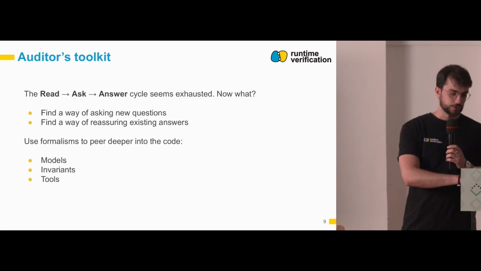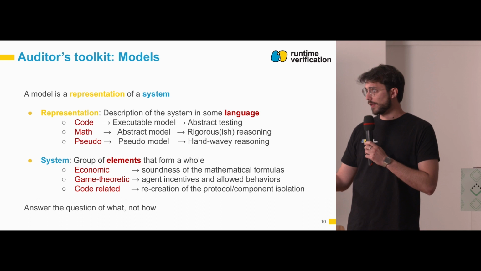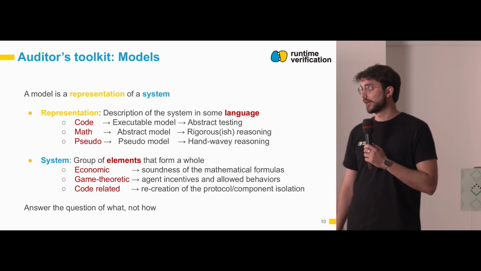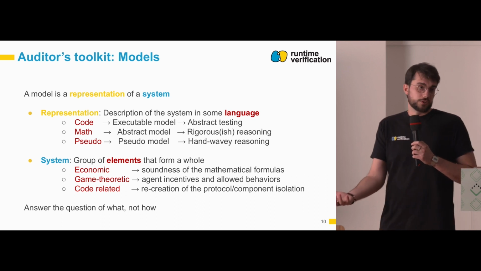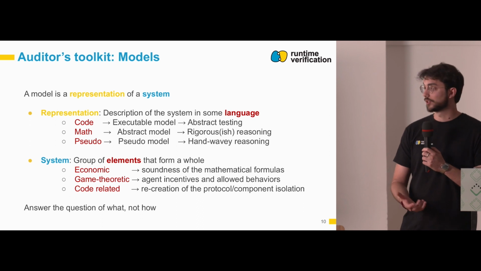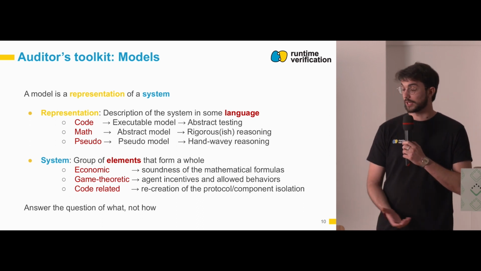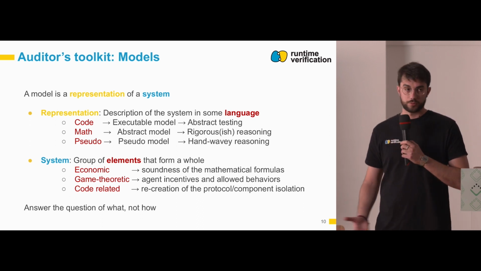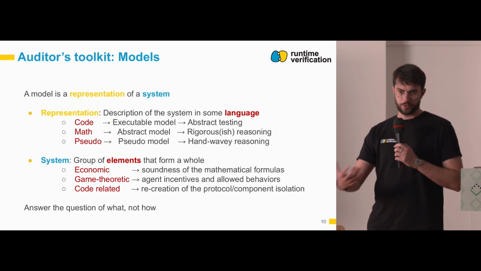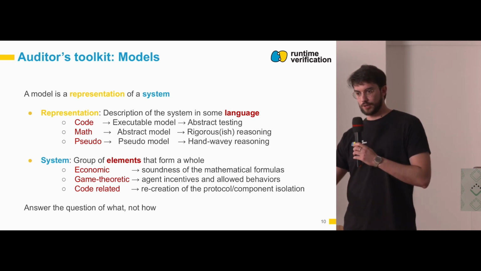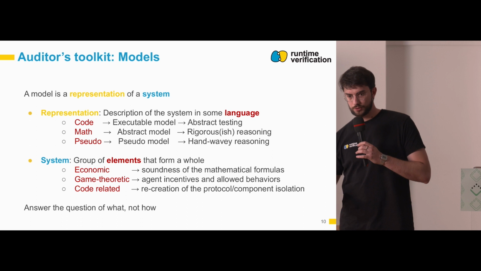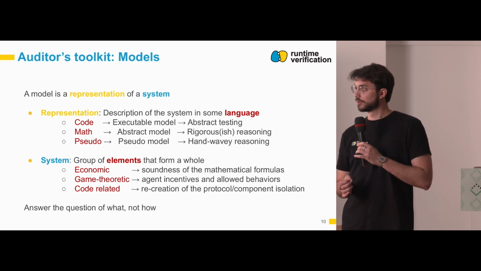So let's go over them. A model, first of all, is just a representation of the system. And a representation is just a description in some language. Depending on the language that you choose to represent the system, you will end up with different kinds of models, such as code models, where you somehow program the protocol again, and then you put yourself in the developer's shoes, and you have to make some implementation decisions and so on.